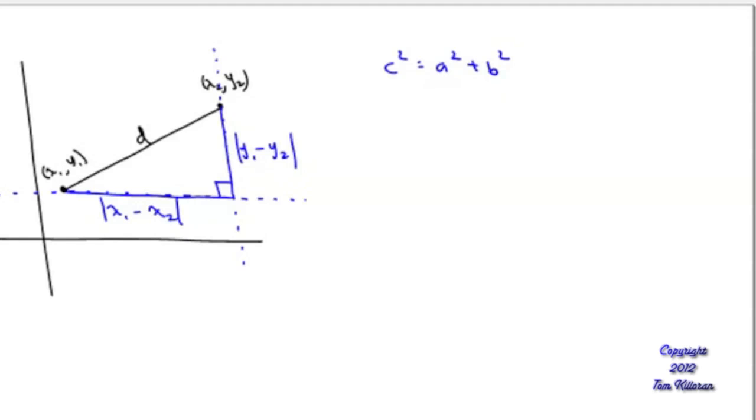In my little triangle here, it's d. So all I do is take the hypotenuse, replace it with the value I'm looking for, which is d. What's a in this case? The absolute value of x1 minus x2, all squared, plus the absolute value of y1 minus y2, all squared.